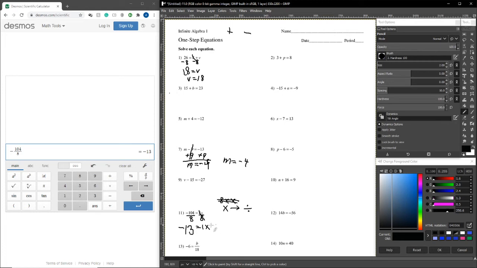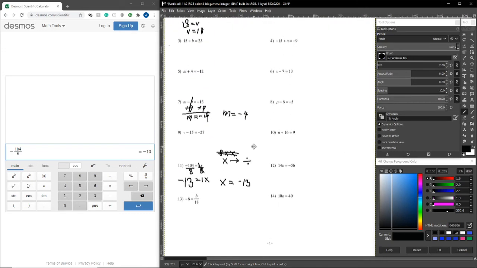Now I could turn it around. 1x is the same thing as x, and it equals -13. So there's 2 different ways that we can write this. When you enter this into the quiz after you finish this worksheet, you'll just write -13. You won't have to write x equals, just -13 is fine. Just write the answer.